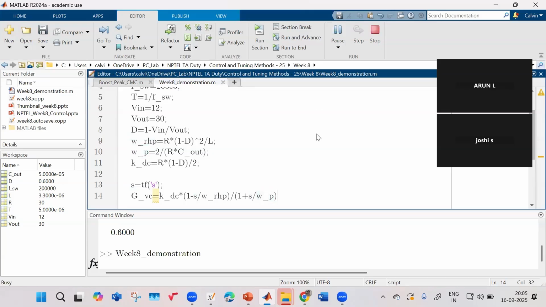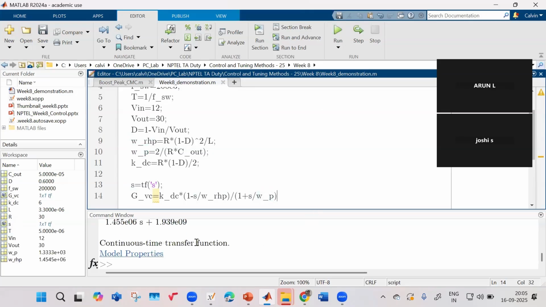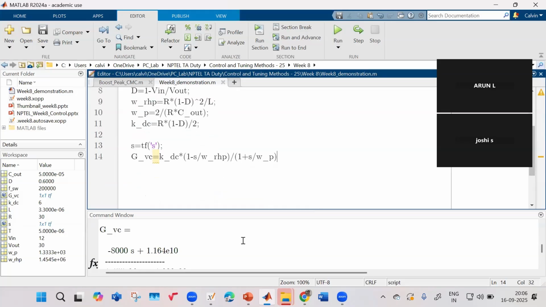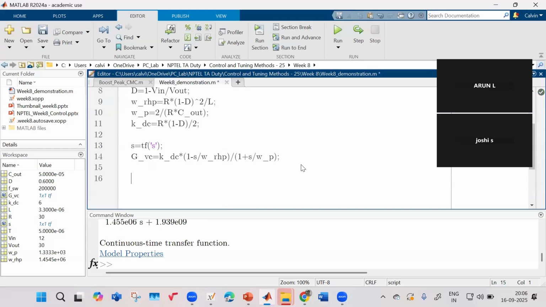Let me run it once. How does it look? This is your transfer function: minus 8000 S plus 1.164 into 10 to the power 10, upon 1.445 e power 6 S squared plus 1.939 e power 9 S. Now you have to find your controller, right? The controller has some KC. Okay, first let us find the Bode form.